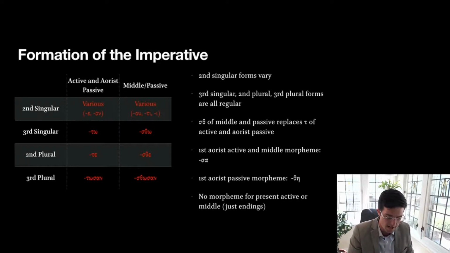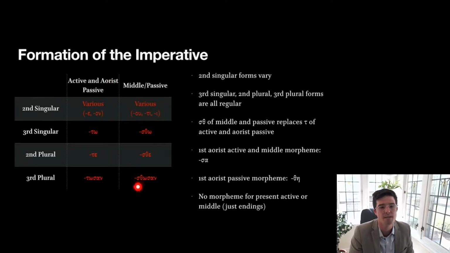And notice that our second person singular forms vary, so these are going to be the ones where you see the most difference, and these are going to be our most common forms: the second person singular in the active and the aorist passive, so all active forms of all tenses, and specifically the aorist tense passive voice. You're going to see an epsilon or an omicron-nu ending. And then for all tenses of the middle passive, except for the aorist passive, we're going to normally have an upsilon, a tau, or an iota.